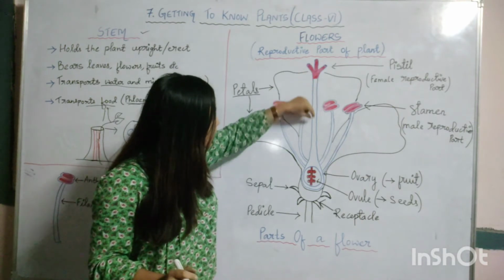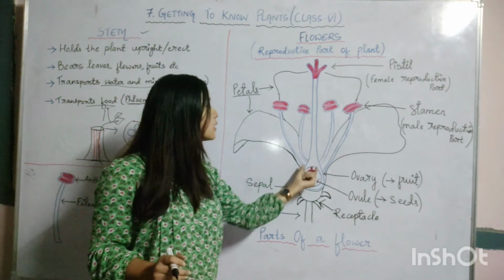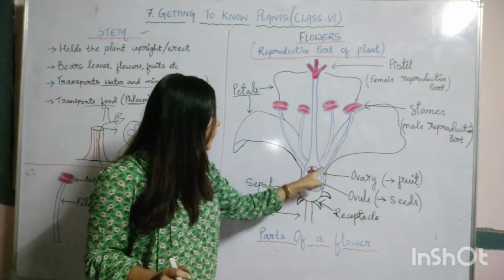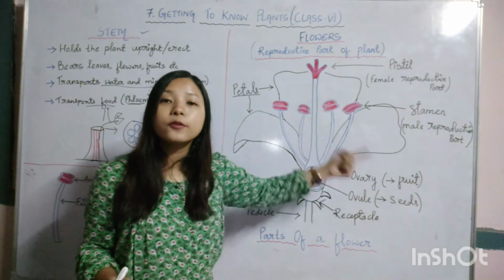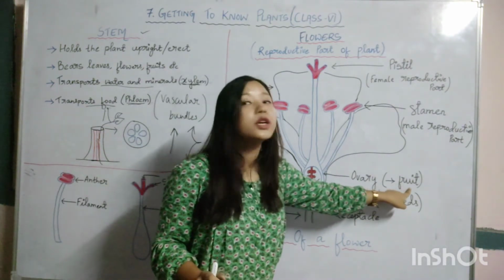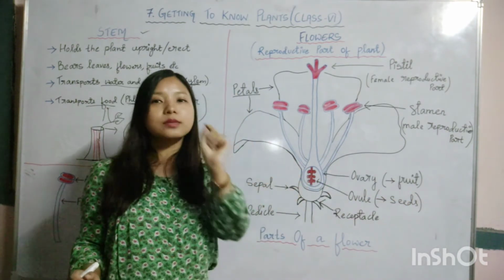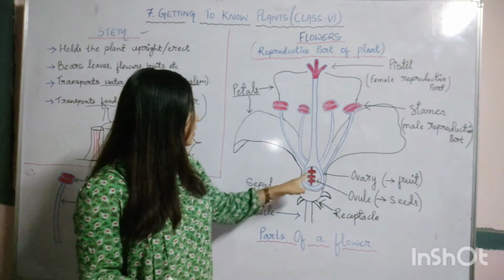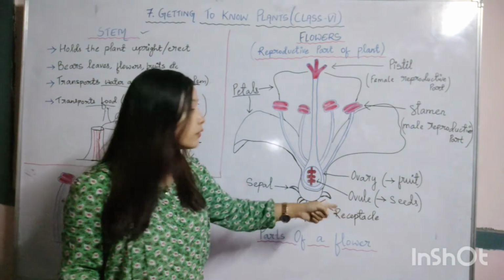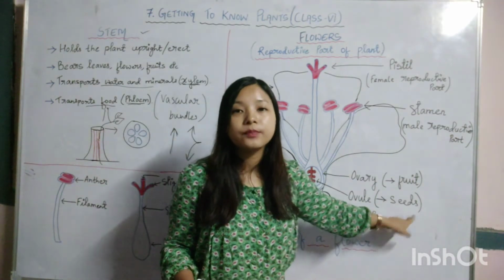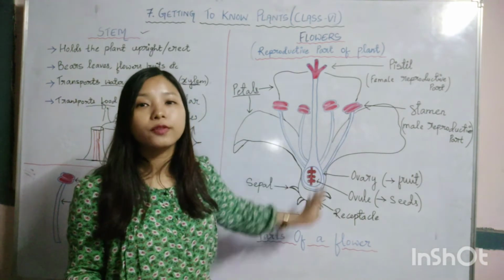Then at the bottom part of the pistil, there is a little swollen part. This swollen part is known as the ovary, which in future develops into the fruit, while inside the ovary you will see some tiny structures. These are called ovules, which later develop into the seeds. So these are the various parts of a flower.